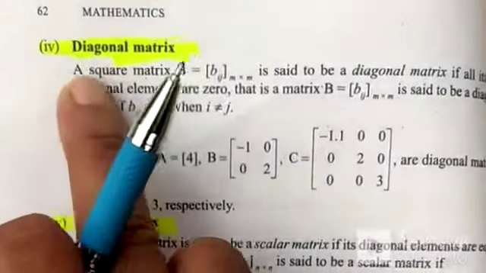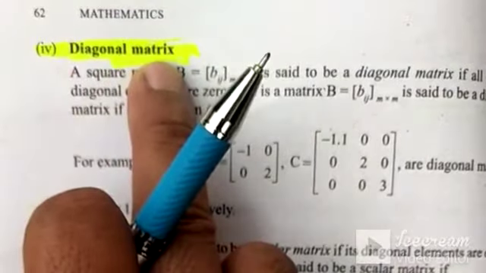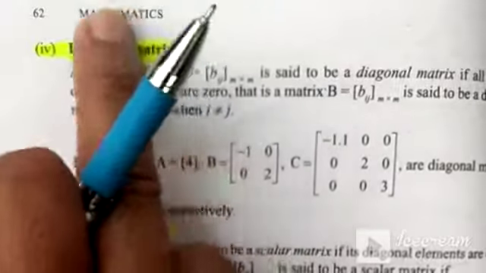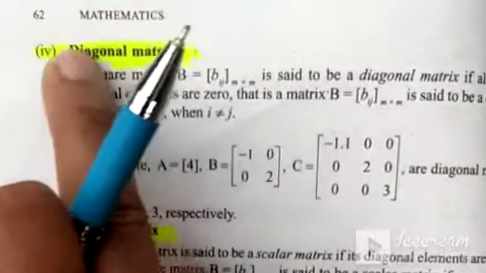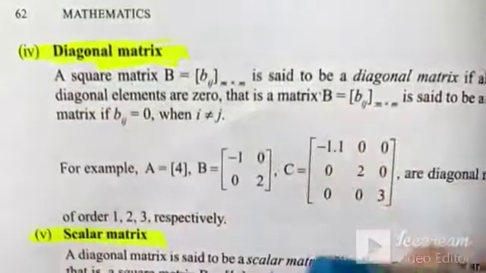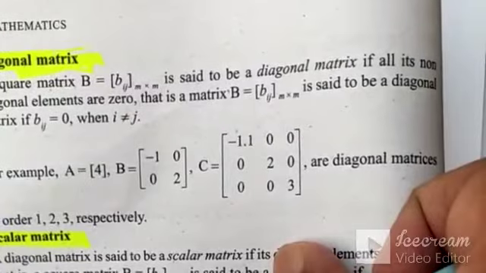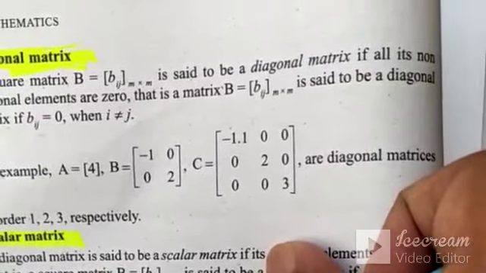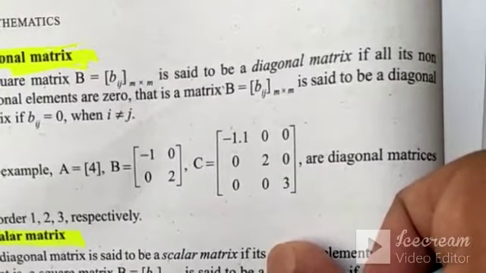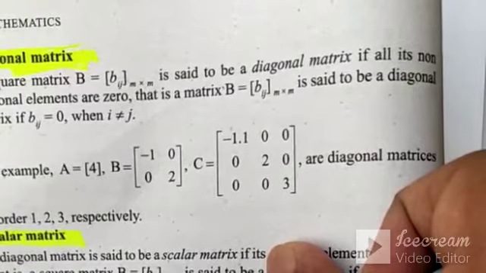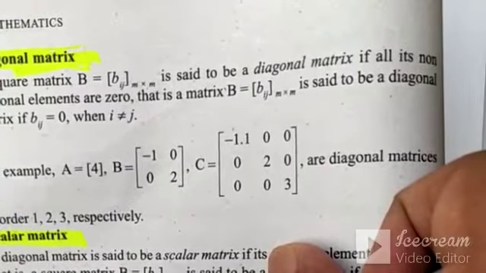See here students, fourth type matrix is diagonal matrix. Very important definition. Don't forget diagonal matrix. In examination they will ask define diagonal matrix. A square matrix is said to be diagonal matrix if all its non-diagonal elements are 0.